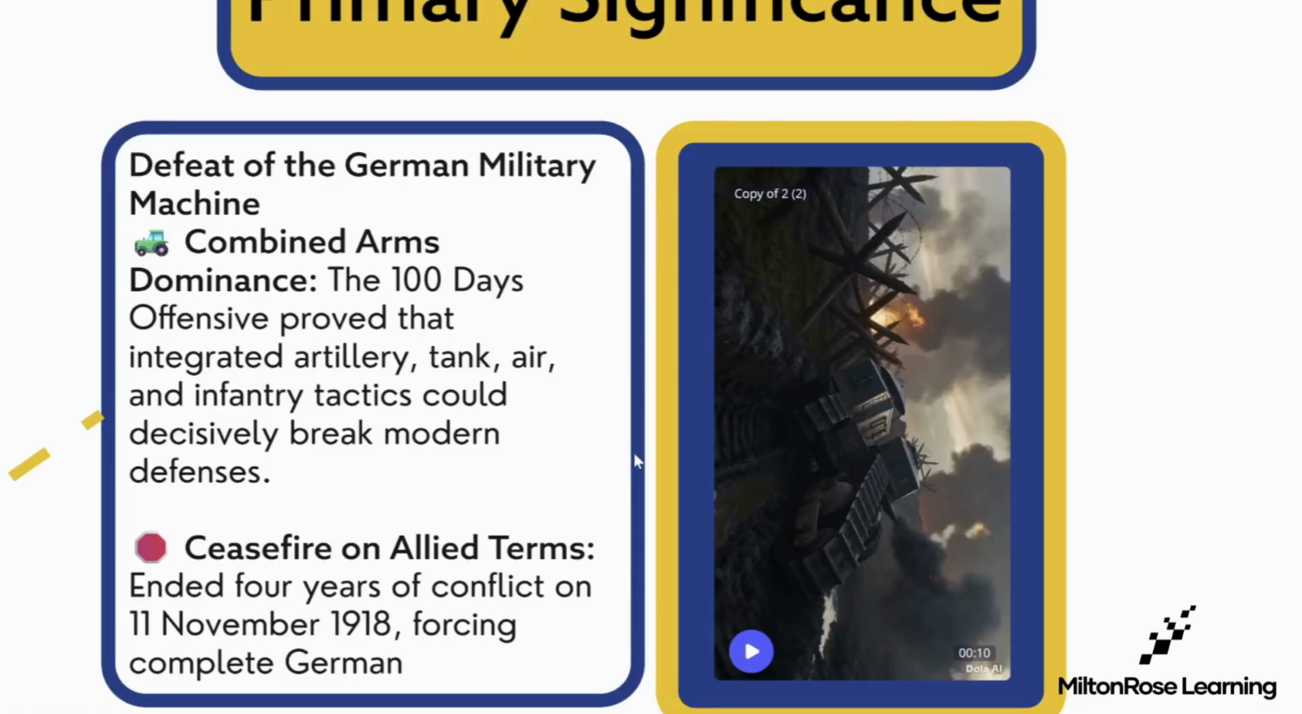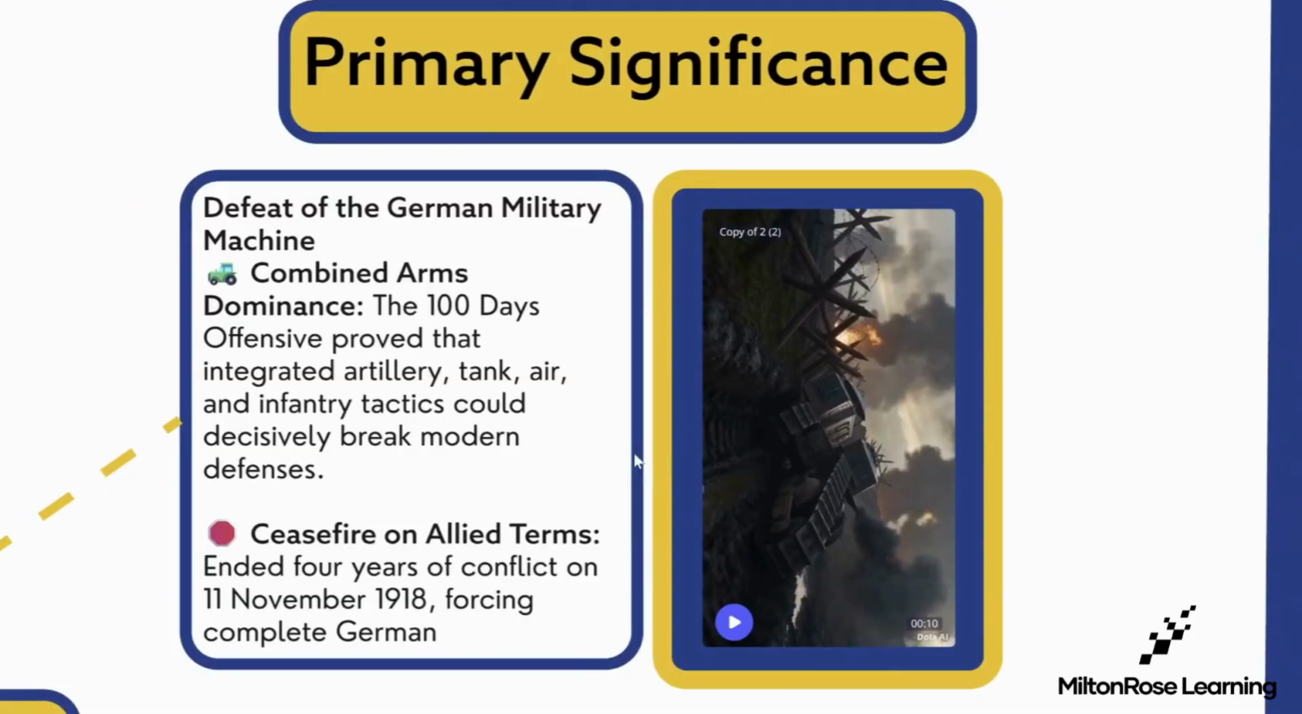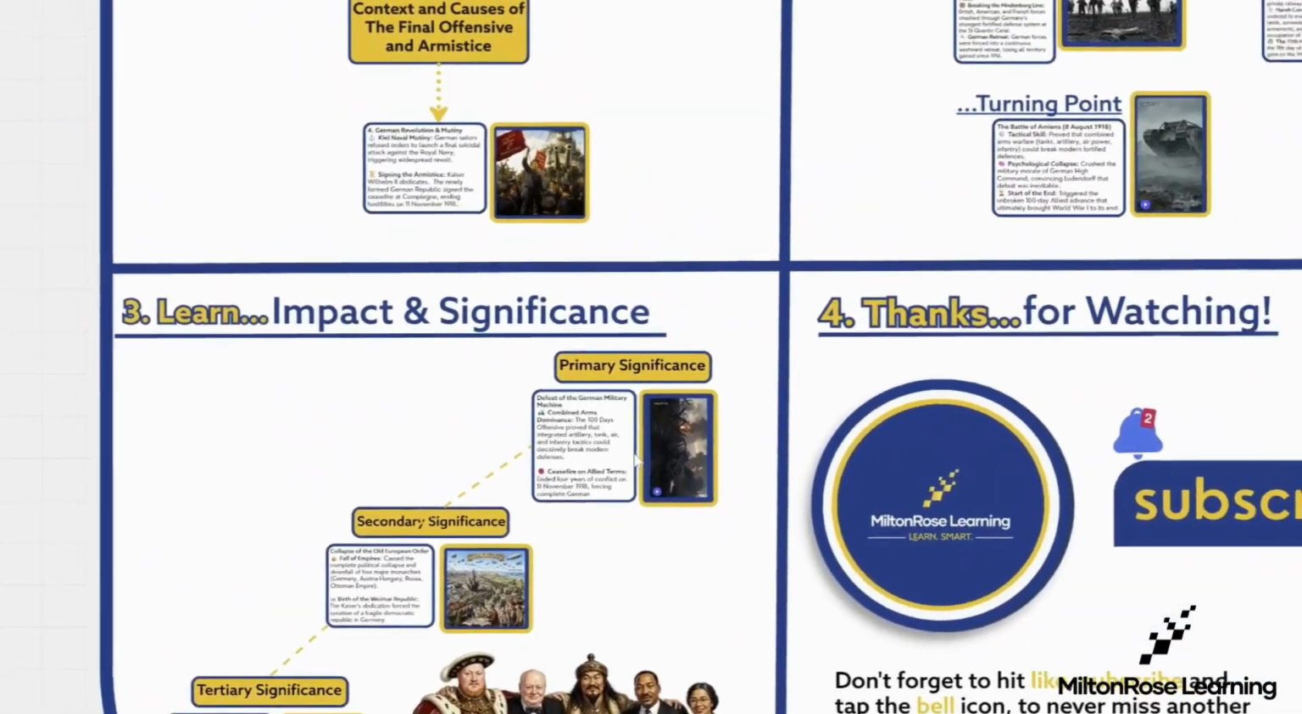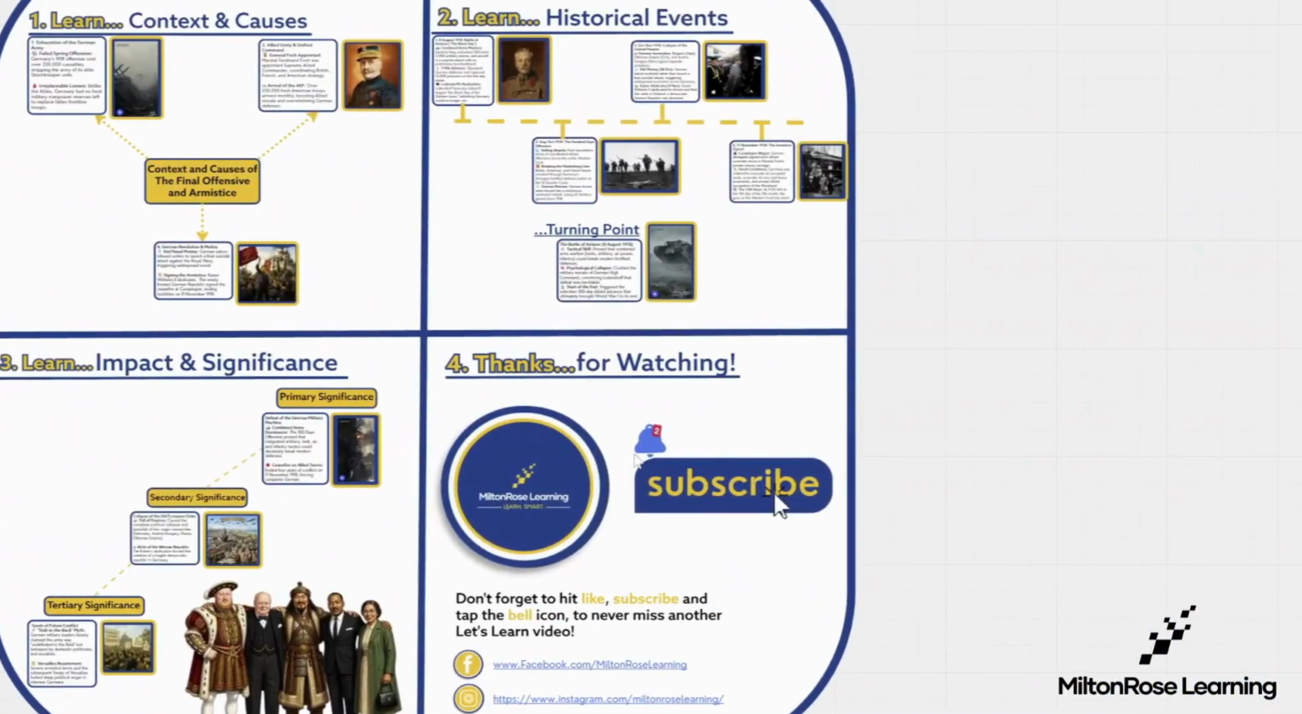And obviously, primary significance, it brought a ceasefire on Allied terms. The Germans were on their knees and it was just literally, you're going to sign whatever we tell you to sign. That was part of the problem. We dictated everything to them. But it ended at least 4 years of conflict on the 11th of November 1918, and it forced complete German capitulation and surrender. And there you go. It brought 4 very bloody years of conflict to a close.